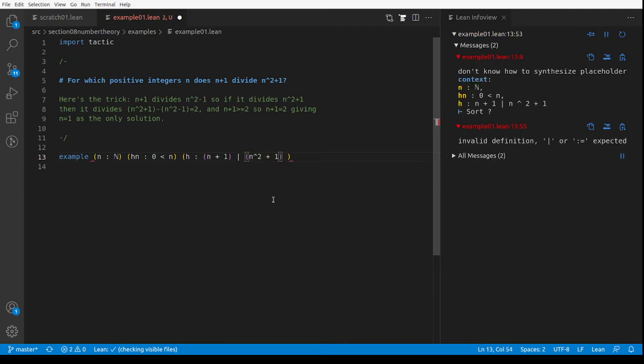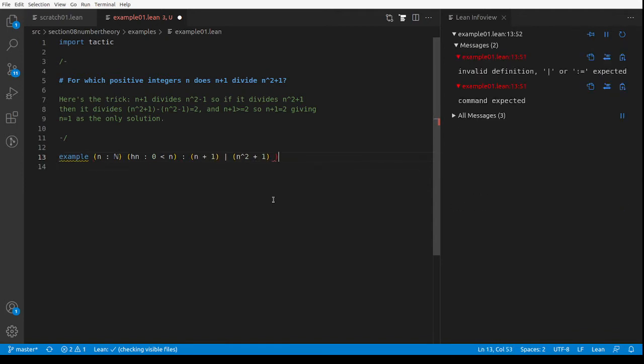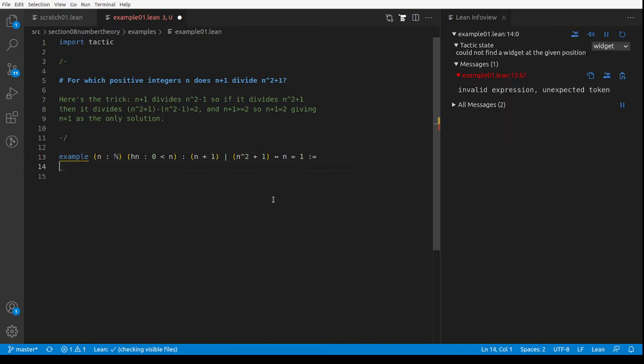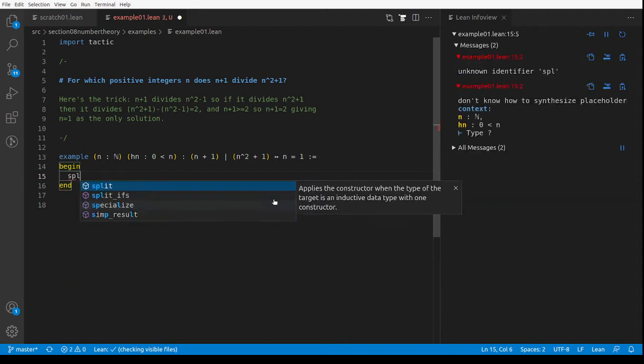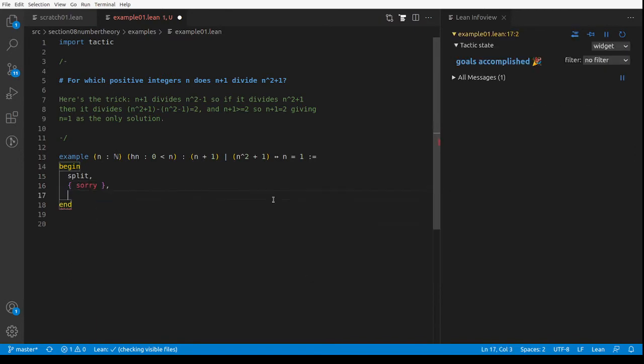n squared plus 1. Wait, that's not a hypothesis. This is going to be n plus 1 divides n squared plus 1 if and only if n equals 1. Begin, sorry, end. So this is going to be slightly painful, I think. So we could split. Well, sorry, the first part. And the second, the easy way is this, right?